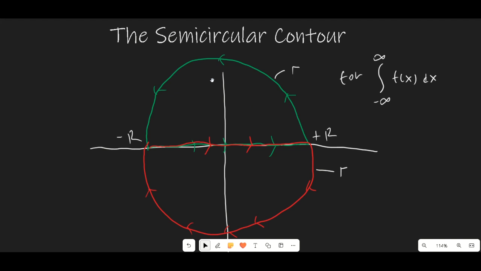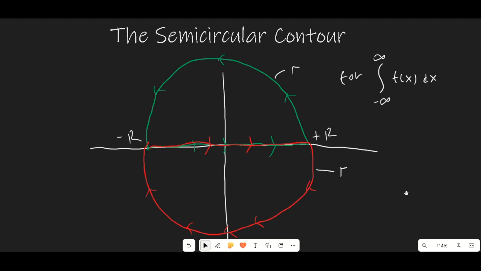So depending on the value of your function in the upper and lower half plane, you might want to choose the upper half plane or the lower half plane. Again, you just want it to go to 0 on this outer arc right here, so you may have to choose either the upper or lower. And this is generally used for the integral from negative infinity to infinity of f of x dx.